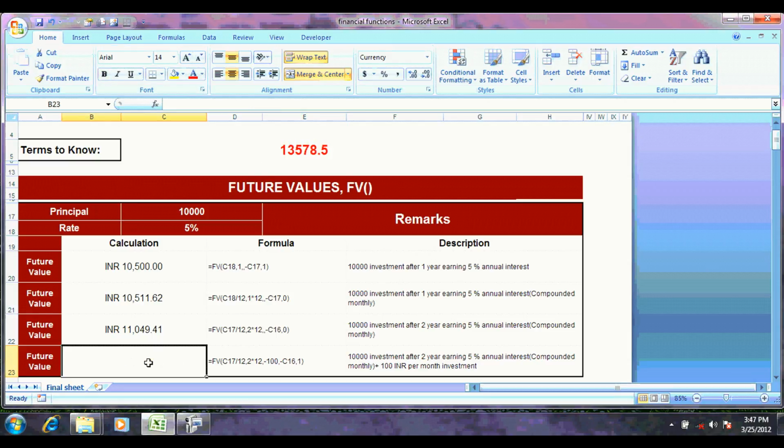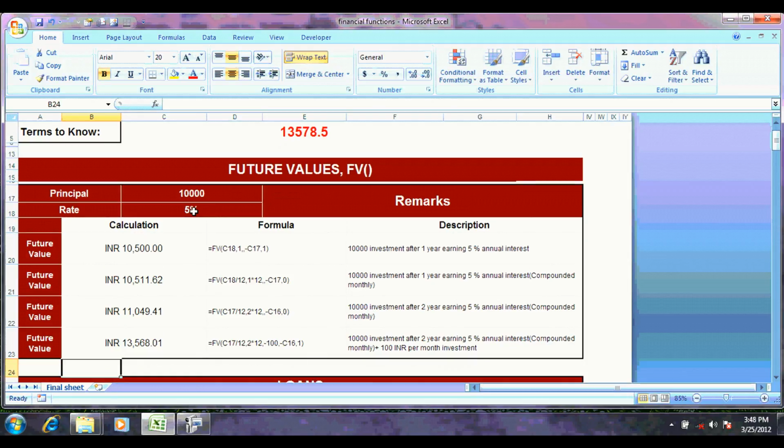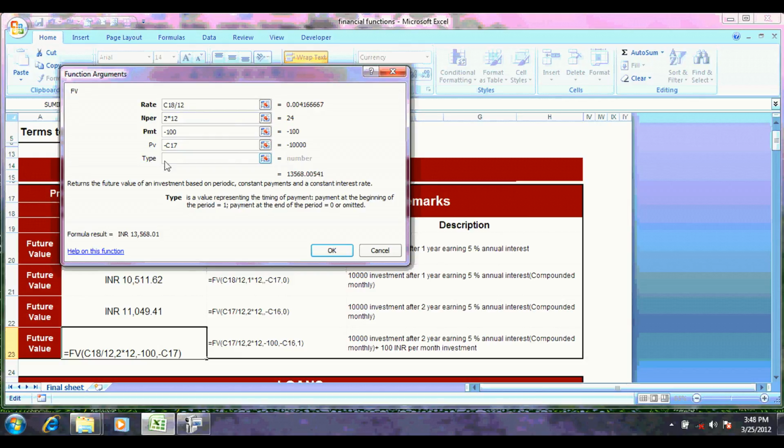Now let's delete this, so it will be equal to future value, rate is this, divided by 12, 2 into 12, payment will be 100 rupees you are investing per month, so it will be minus 100, and present value, the present value of your investment is minus 10,000, that is this. See, over here we are omitting it, that is why it is taking it as 0.